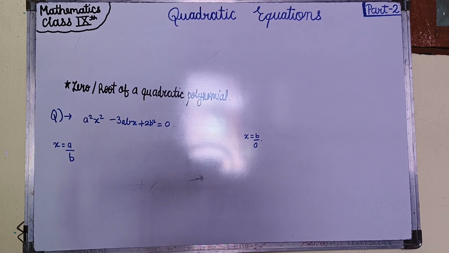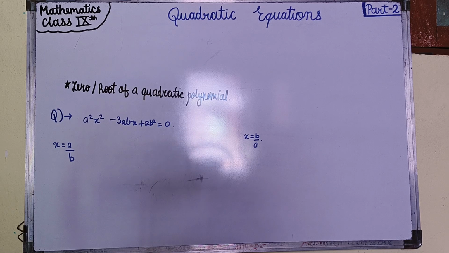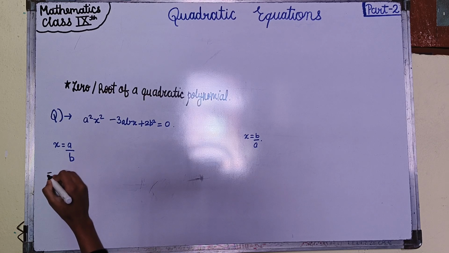Means we have to see in this question, is this value of x a zero of this quadratic polynomial? Zero means when putting this value in this expression, do we get it equal to 0? If yes, then it is the zero or root of the quadratic polynomial.